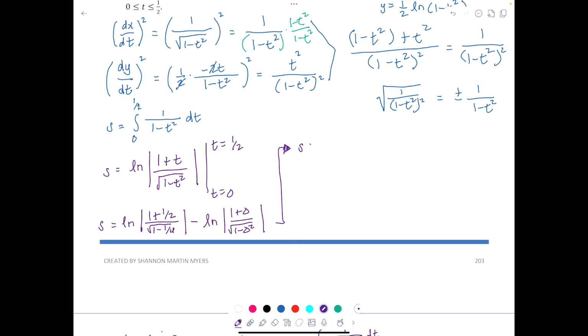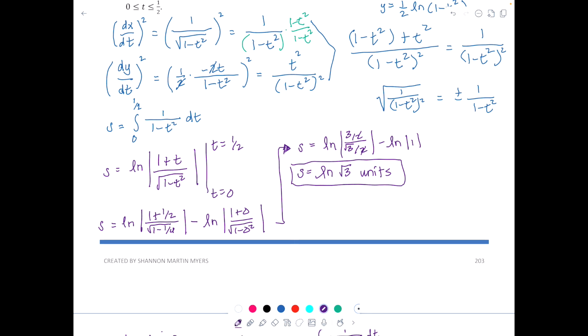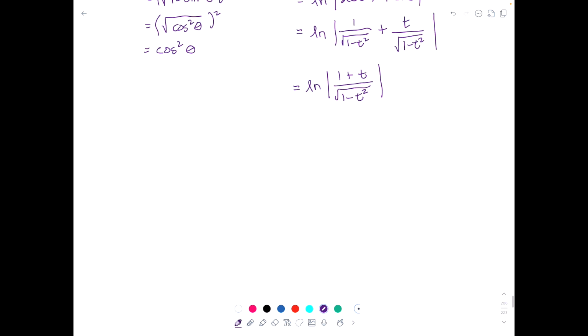And so s will equal the natural log of absolute 3/2 over root 3 over 2, minus natural log absolute 1, which we said was 0. So we'll get, these 2's will divide out. 3 over root 3, when you rationalize, is equal to just root 3. So we get natural log root 3 linear units. Groovy? And we're done with that one. Awesome sauce. Little trig substitution in our life.